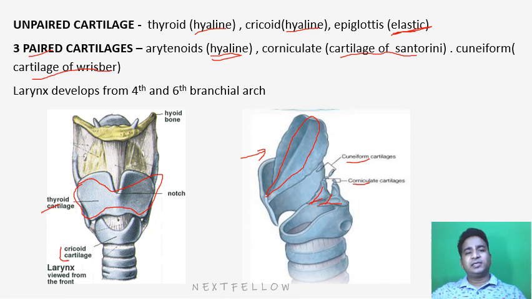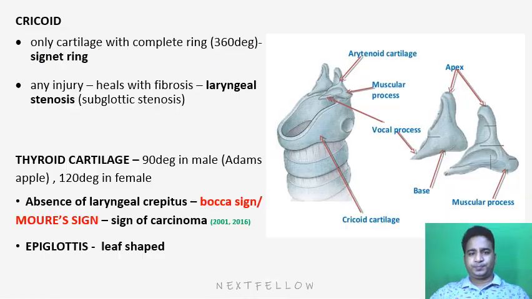Now this larynx develops from the fourth and sixth branchial arches. We know the nerve of the fourth branchial arch is the superior laryngeal nerve. And what is the nerve of the sixth branchial arch? The nerve of the sixth branchial arch is the recurrent laryngeal nerve. So basically this complete larynx is derived from the fourth and sixth branchial arches.